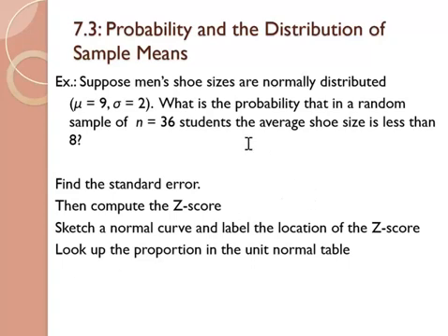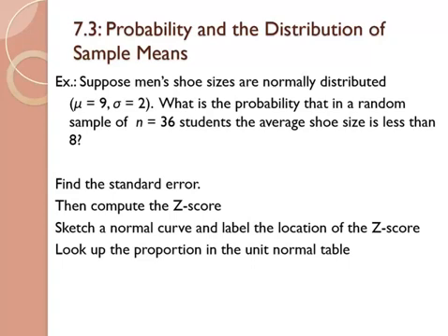Now, remember, we're dealing not with a single score. We're not saying, okay, men's shoe sizes are normally distributed, what's the probability that one person will have a shoe size of less than 8? We're not asking that question. We're saying, what is the probability that in a random sample of 36 men, the average shoe size will be less than 8? So what's the probability that if we randomly selected 36 men from the population and got their average shoe size, it would be 8 or less?